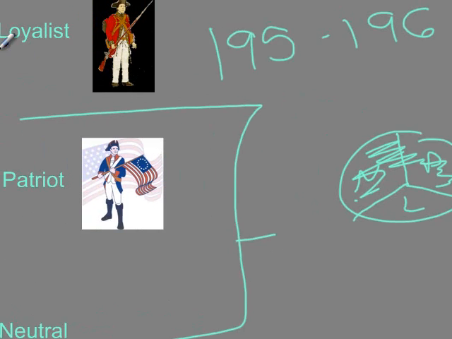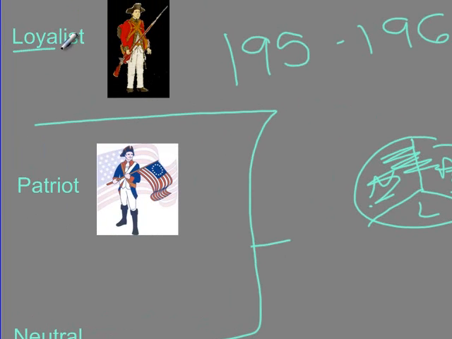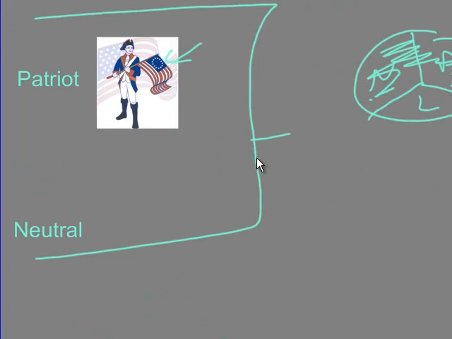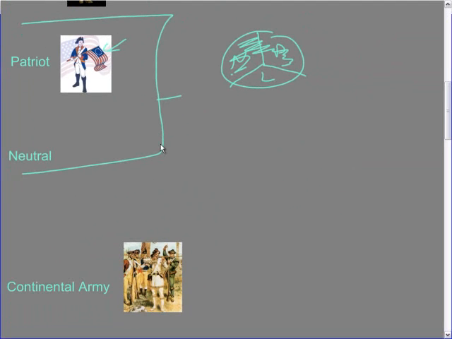A loyalist, again, remember, they're loyal to the royal family. So loyal, royal, yeah. All right. Patriot, obviously, he's got the American flag right here, so you know that he's supporting breaking away from Britain. And then neutral is just in the middle.